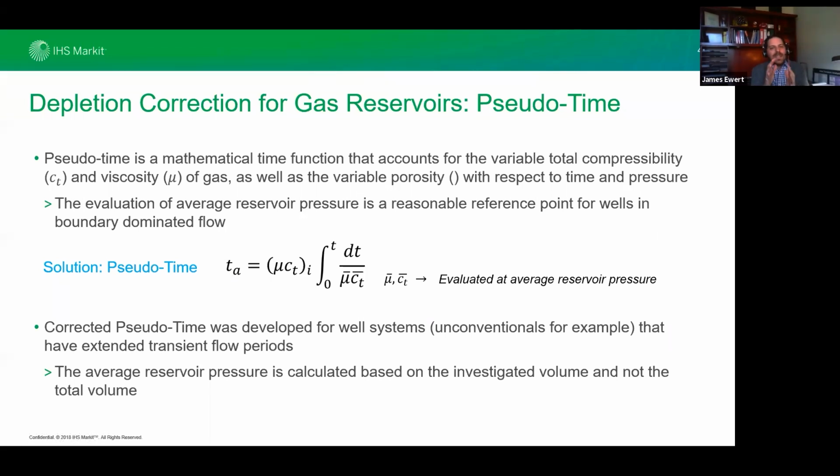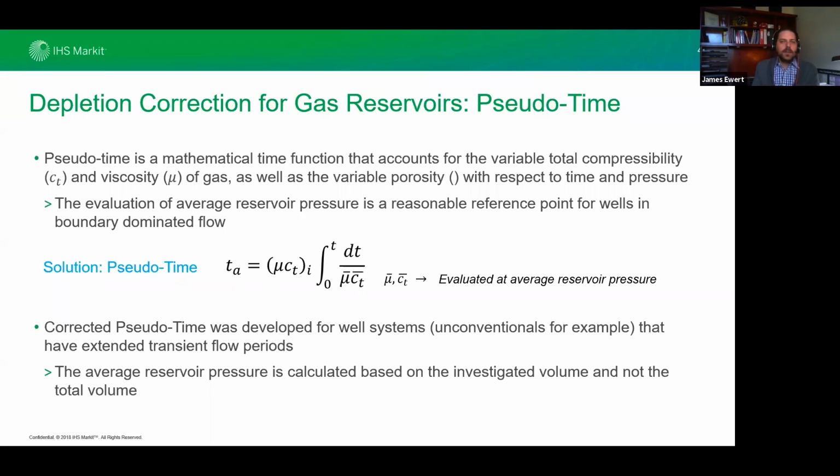So pseudo-time is a mathematical time function, and it's going to account for the total compressibility and viscosity of the gas as the variable porosity with respect to time and pressure. So in order for this to work, this is where everything I've said up to this point is true, but there's a little wrinkle when it comes to gas. And this is why single phase modeling and multi-phase modeling, or I'm going to say analytical and numerical, if I may, this is why one is clearly better than the other.